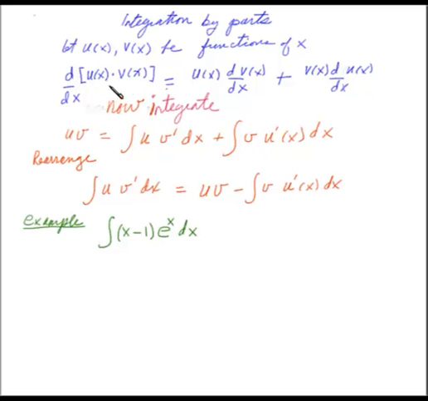But if I've got u times v, and I want to take the derivative with respect to x, that's equal to the first times the derivative of the second plus the second times the derivative of the first. At least that's the way I remember it. Now, that gives me the expression that you see here. What I'd like to do with that is to integrate both sides.